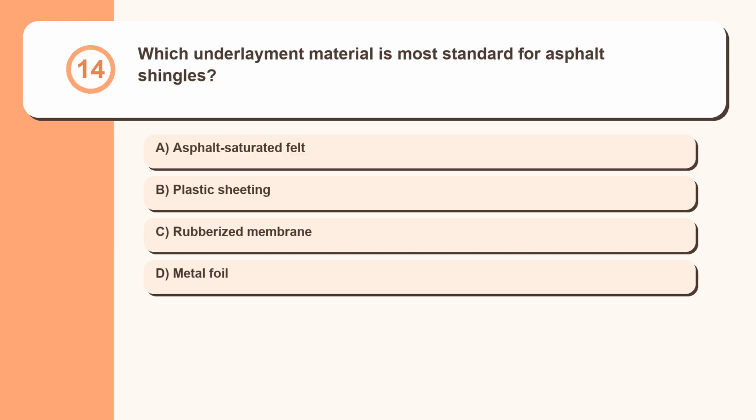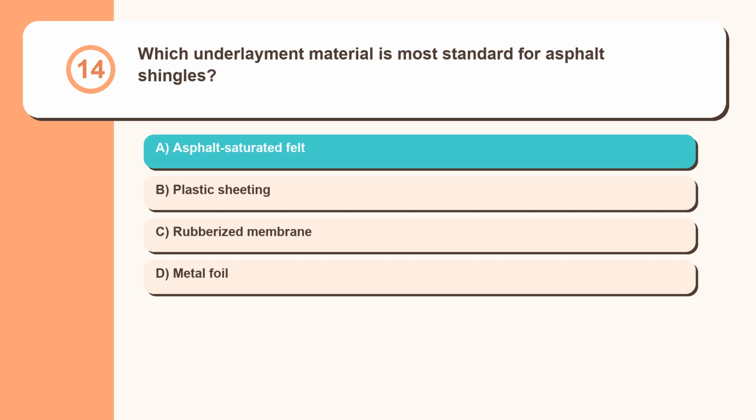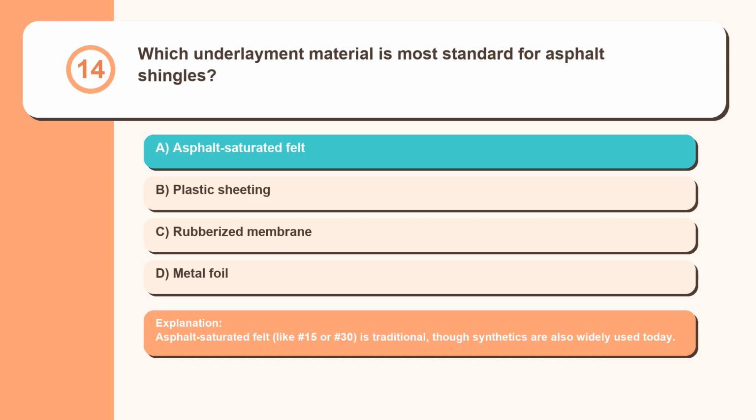Question 14. Which underlayment material is most standard for asphalt shingles? Asphalt saturated felt, plastic sheeting, rubberized membrane, metal foil. Asphalt saturated felt, like number 15 or number 30, is traditional, though synthetics are also widely used today.